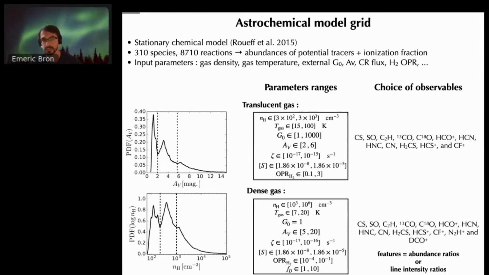We then selected species that we can detect in our Orion B observations, and what we will use as features will be ratios of species, so either abundance ratios or line intensity ratios. In order to have line intensities, we also post-processed the results of our chemical model with RADEX models, which compute the excitation and the radiative transfer.